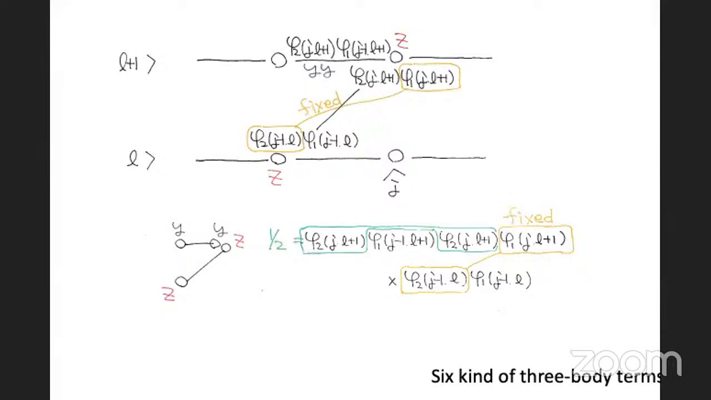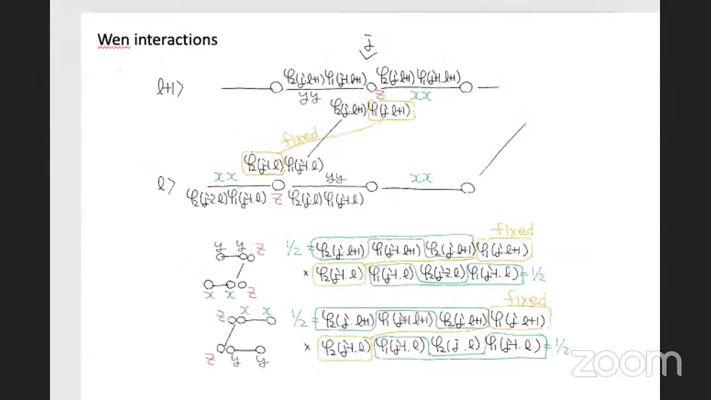The 3-body terms are obtained similarly, and we can introduce solvable 4-body interactions. These are the interactions of the Wen model. They are reduced to 2-body products of phi and can be diagonalized. For example, the product of this and this is equal to 1/2, this and this 1/2, and the product of these 2 are fixed, and finally we obtain 2-body products of phi's and can be diagonalized.